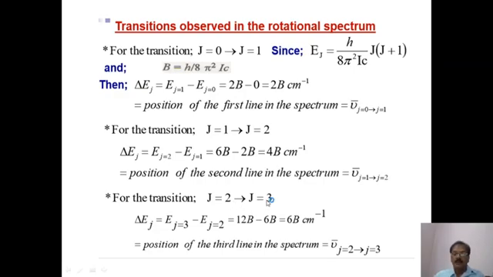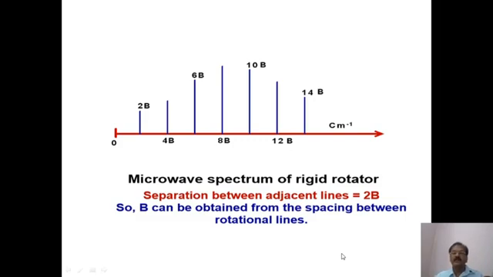That means when the molecule moves from rotational quantum number 2 to 3, what is the difference of energy? That is given by J equal to 3 and J equal to 2. So when J is equal to 3, you get 12B minus 6B, and the difference is 6B centimeter inverse. This is the position of the third line in the spectrum, ν̄ for J equal to 2 to J equal to 3. This is how we can calculate the difference between the two energy states in the molecule for the spectral lines in this case.